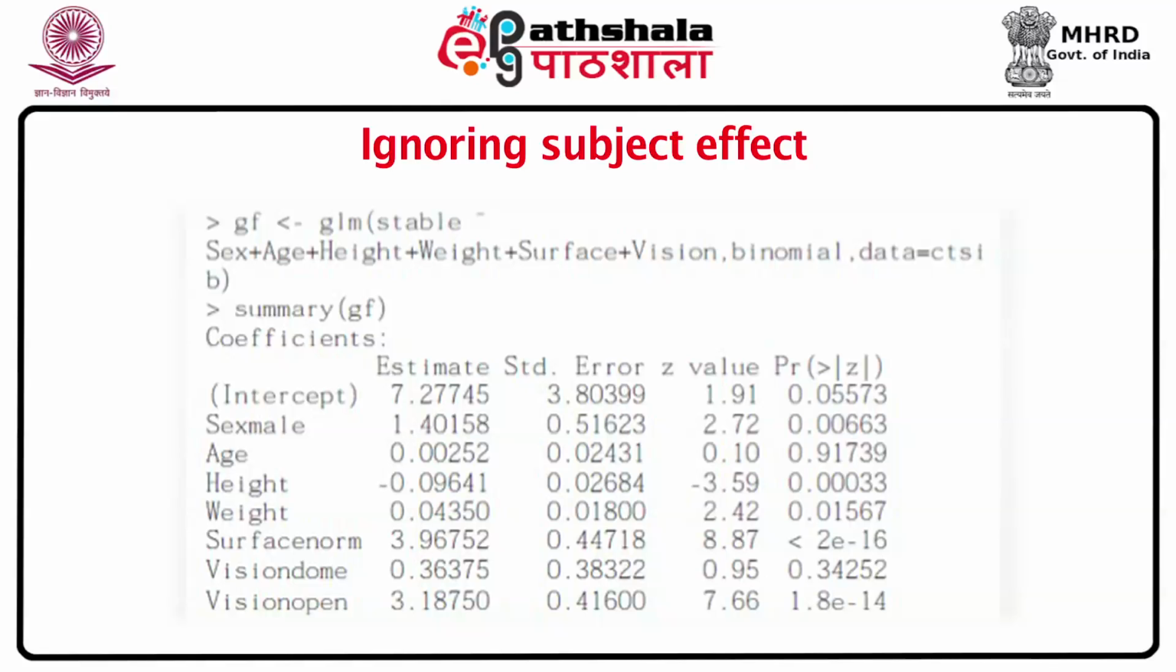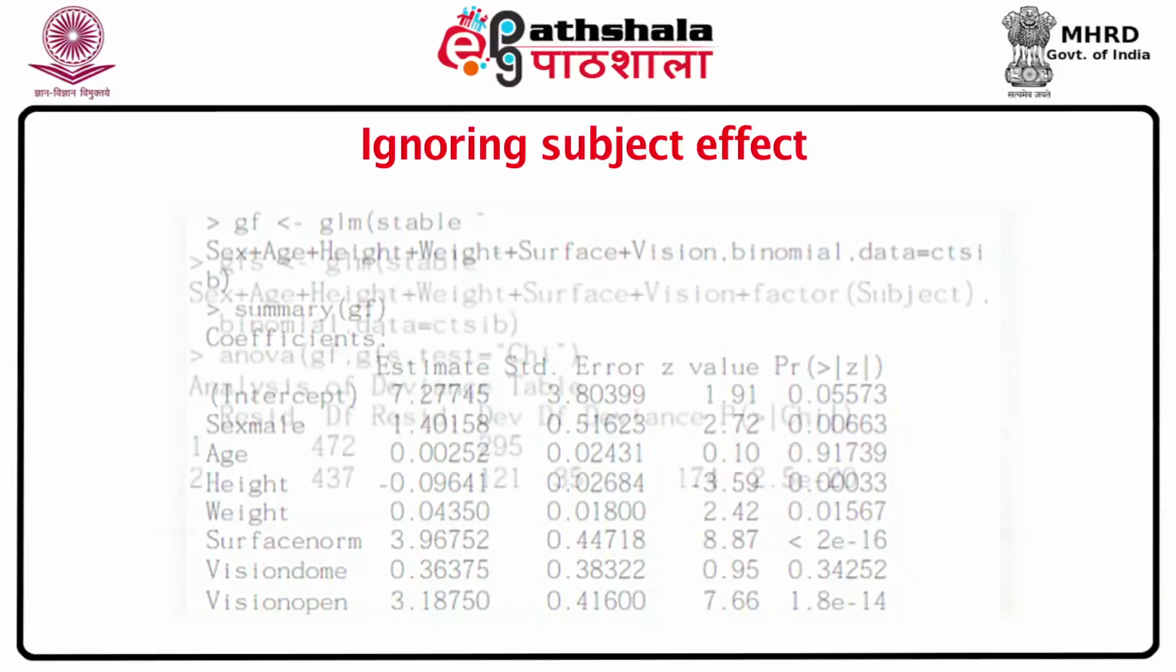So here I have considered a regression of stable on sex, age, height, weight, surface, and vision. My family is binomial and the data is CTSIB. We know that the canonical link for the binomial family is the logit link, so this will fit a logistic regression. And if I type summary GF, then I will get the log odds ratios which are given as part of the output here.